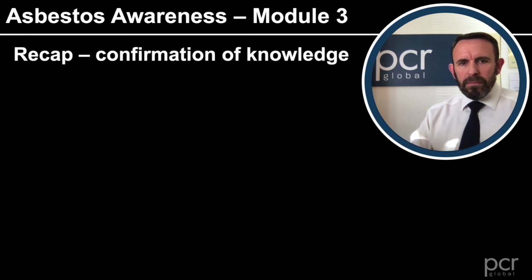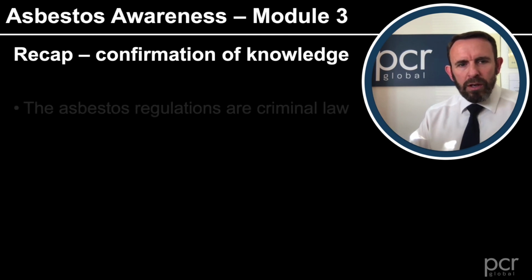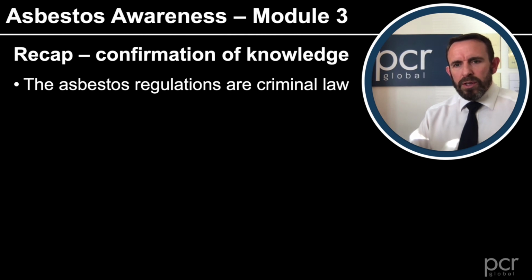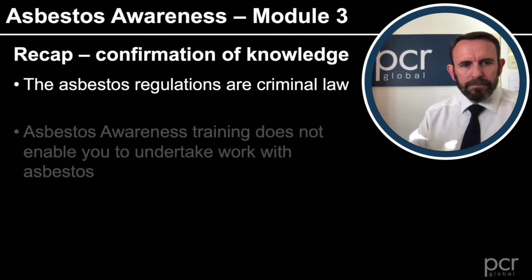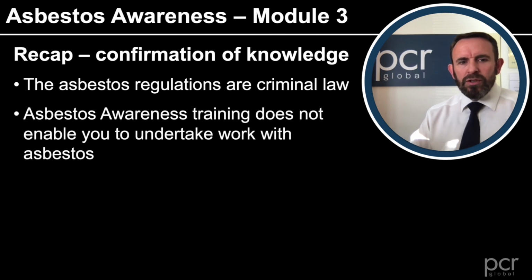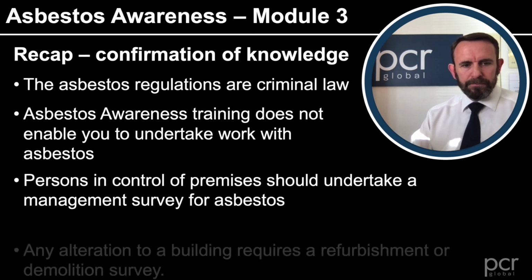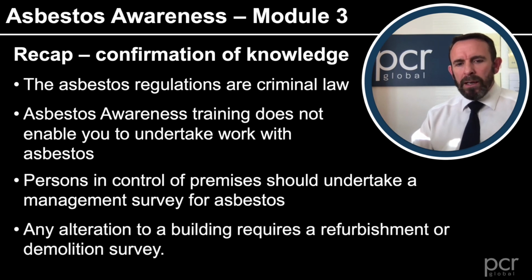So just to recap, some confirmation of knowledge from Module 3. The asbestos regulations are criminal law. This means if you or your employer breaks the law to do with asbestos, then you will be punishable by fines up to imprisonment. Asbestos awareness training does not enable you to undertake work with asbestos, and persons in control of premises should undertake a management survey for asbestos. And any alteration to a building requires a refurbishment or demolition survey. That's the two types of survey, the management survey and the refurbishment or demolition survey.